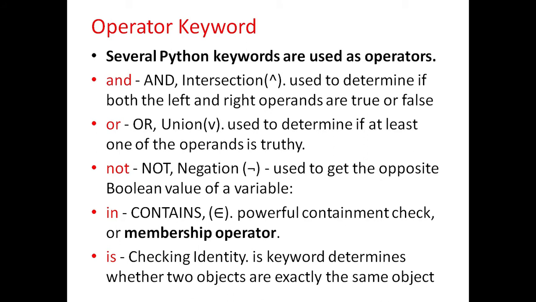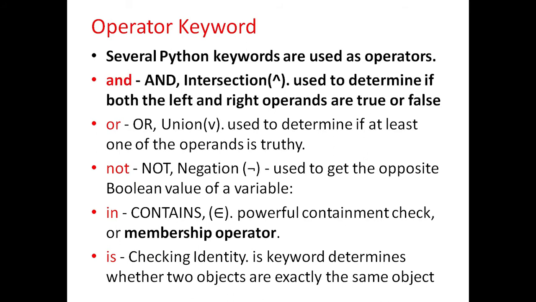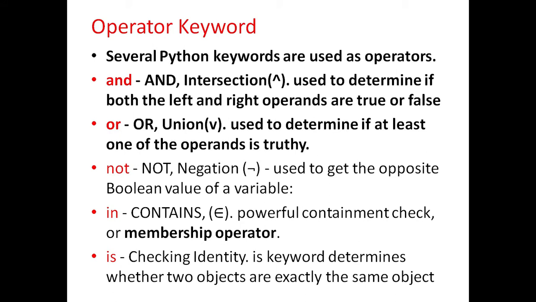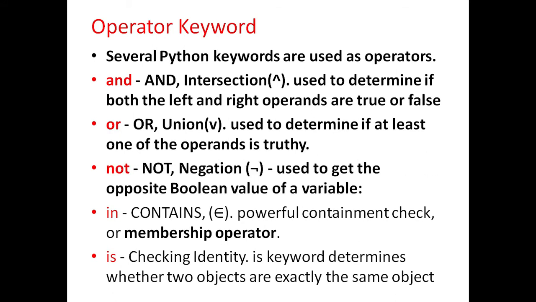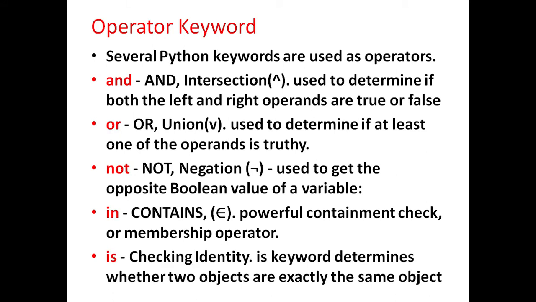Several Python keywords are used as operators. AND is used to determine if both the left and right operands are true or false. OR is used to determine if at least one of the operands is true. NOT is used to get the opposite Boolean value of a variable. IN is a powerful containment check or membership operator. IS is a checking identity, which determines whether two objects are exactly the same object.